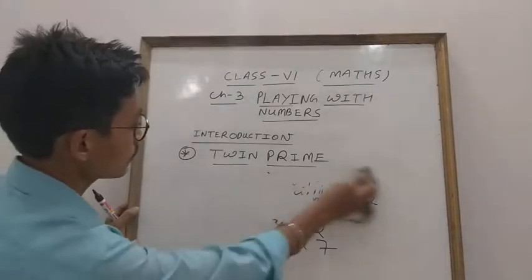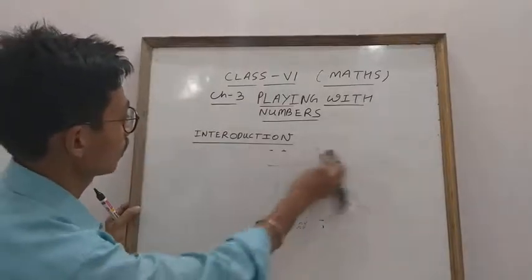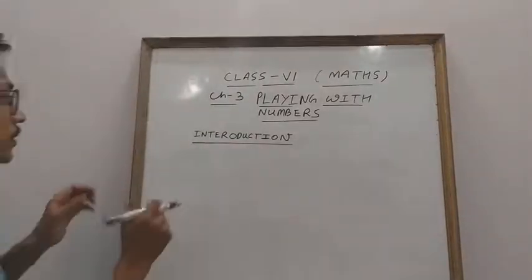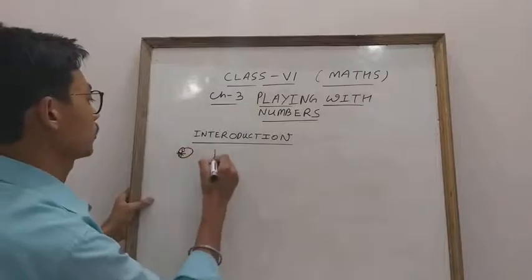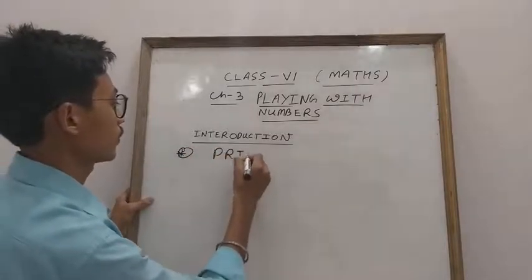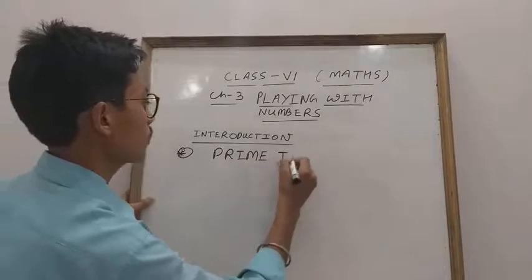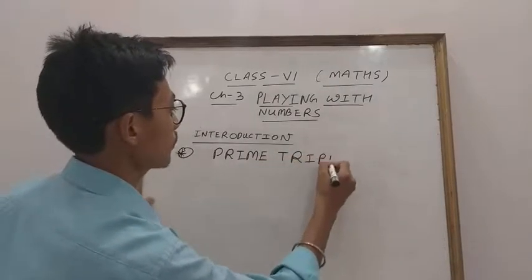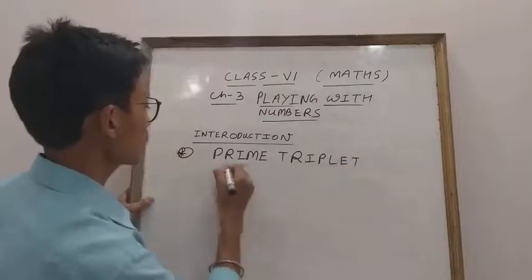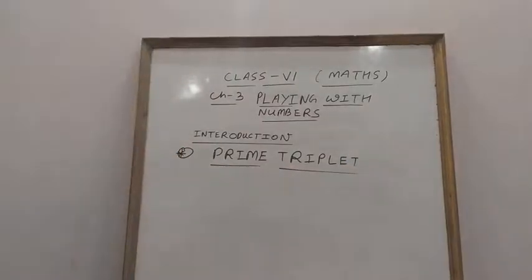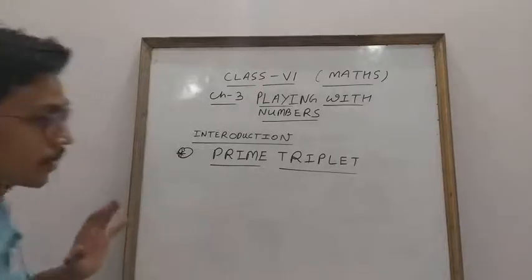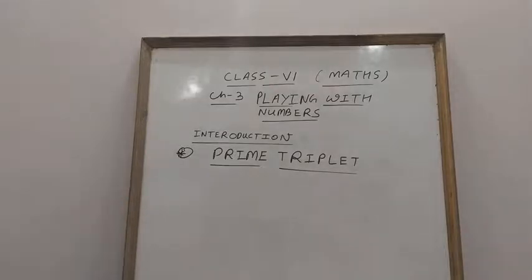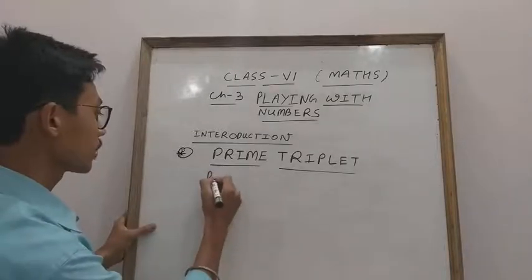Now the next term given is prime triplet. Clear student? So the next thing is prime triplet. What is this? How will we identify it? How will we explain the prime triplet? Look, consecutive prime numbers. Everyone knows prime, same. Clear? So prime numbers, consecutive prime numbers.